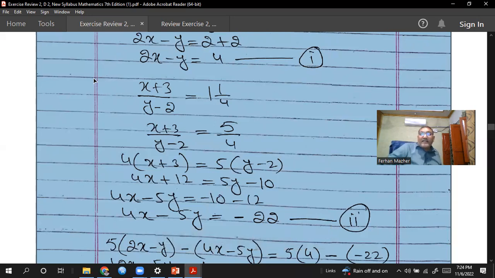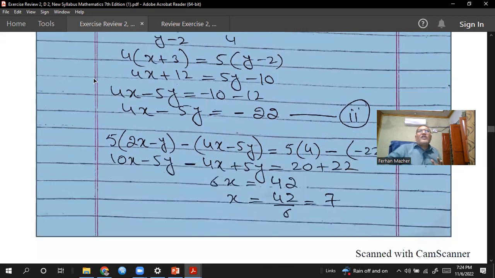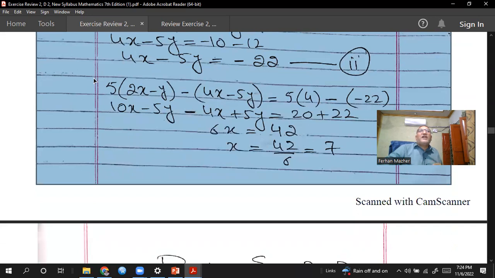Then I can subtract them because both the coefficients are minus 5. So I will subtract them. When you subtract them, you will eliminate the y. So here you can see I am going to do 5(2x minus y) minus (4x minus 5y) equals 5 into 4 minus (minus 22). So you will have 10x minus 5y minus 4x plus 5y equals 20 plus 22.